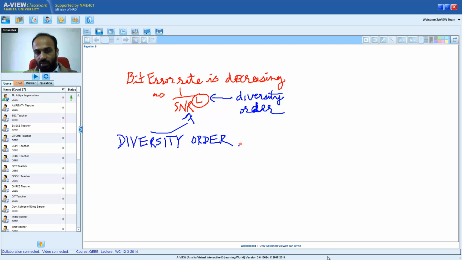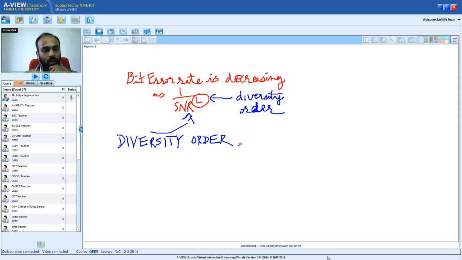And therefore, what is the significance of this diversity order? How come the bit error rate is decreasing as 1 over SNR to the power of L in an L antenna wireless communication channel? For the next couple of minutes, I will try to explain the impact and significance of this diversity order.